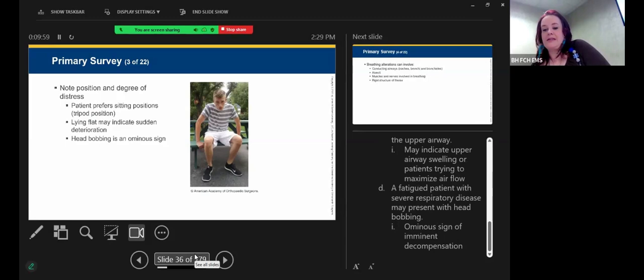Fatigued patients with severe respiratory disease may present with head bobbing. That is an ominous sign of decompensation.